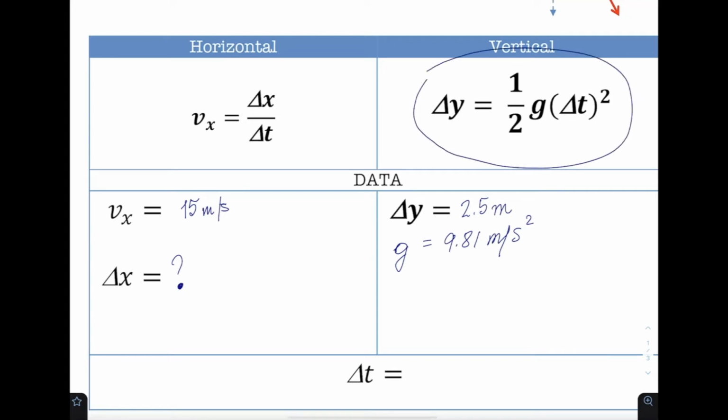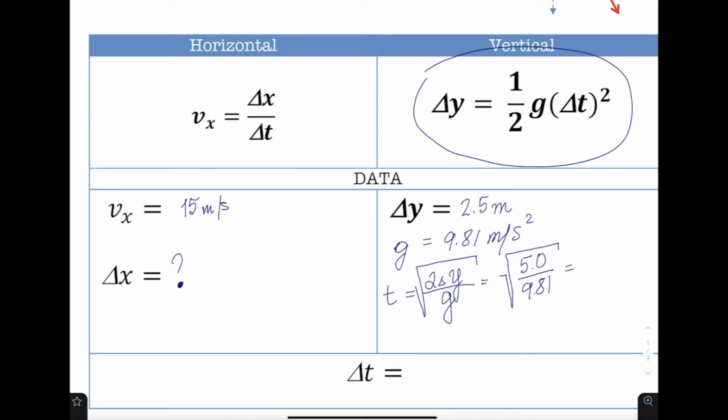Looking at this formula right here, the steps you remember, you would do 2 change in y, multiplied everything by 2, then divided by g. That would give you t squared. So if you want to find t, you have to take the square root of it. So then, the distance is 2.5, so double 2.5 is 5, over 9.81, and the time is 0.71 seconds. So if the time is 0.71 seconds, that is how long the projectile was in the air, going 15 meters per second horizontally.